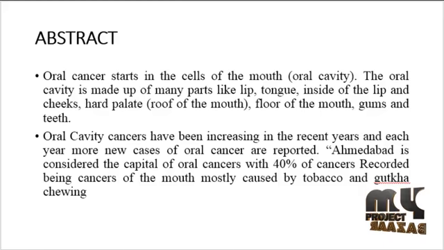Oral cancer starts in the cells of the mouth, that is, in the oral cavity. The oral cavity is made up of many parts like the lips, tongue, inside of the lips and cheeks, hard palate, roof of the mouth and floor of the mouth, gums and teeth. Oral cavity cancers have increased in recent years, and each year more new cases of oral cancers are reported. India is considered the capital of oral cancers, with 40% of cancers recorded being cancers of the mouth, mostly caused by tobacco.